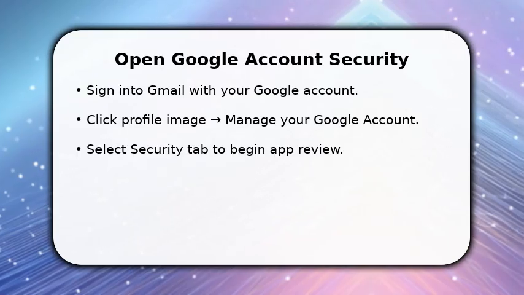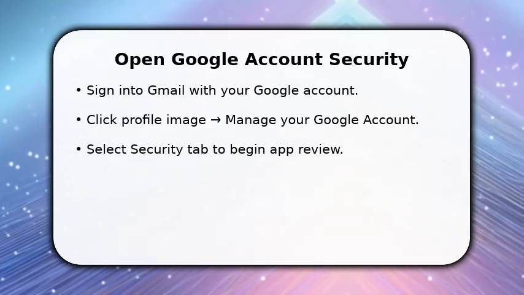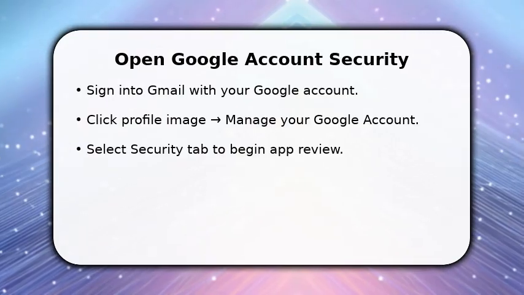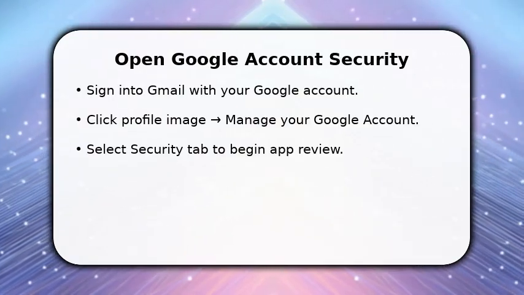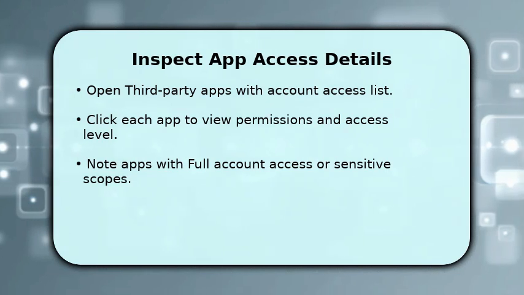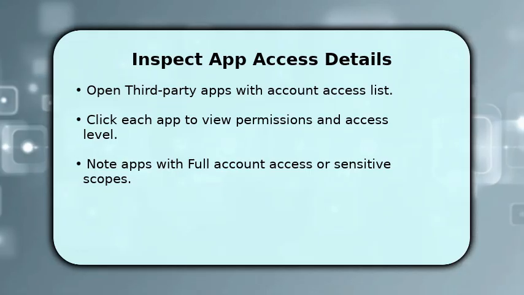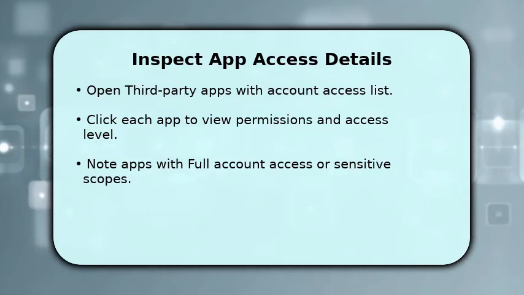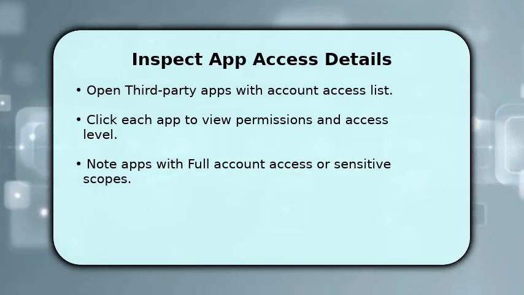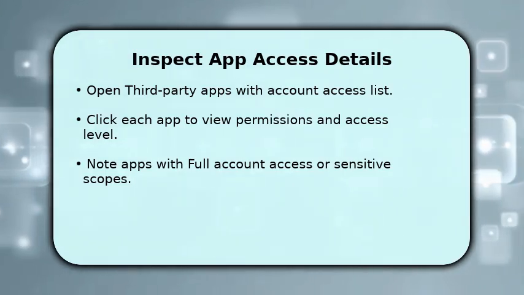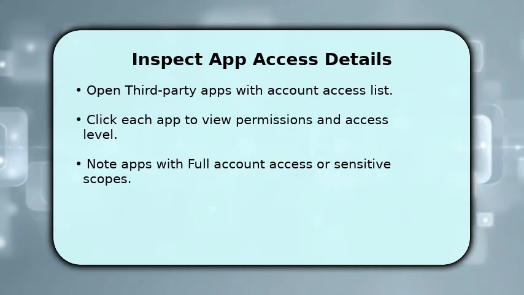Locate the section labeled Third-party apps with account access. Make sure to stay signed in and use a desktop browser for the full interface. Mobile can hide options. Once you're in the third-party apps area, you'll see a list of services that can access parts of your account. Click an app name to reveal what it can do: read email, manage contacts, or view basic profile info. Pay attention to apps marked with full account access or sensitive scopes.